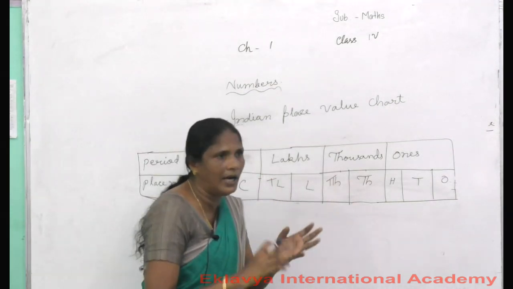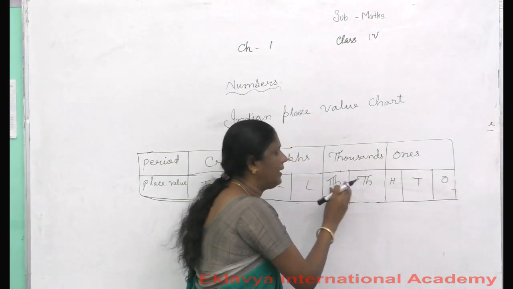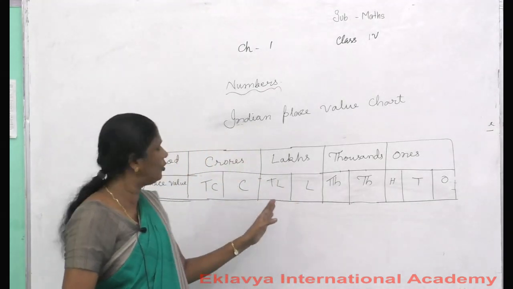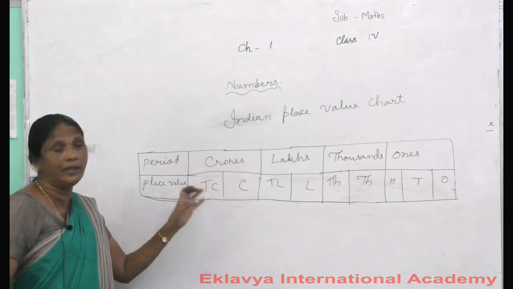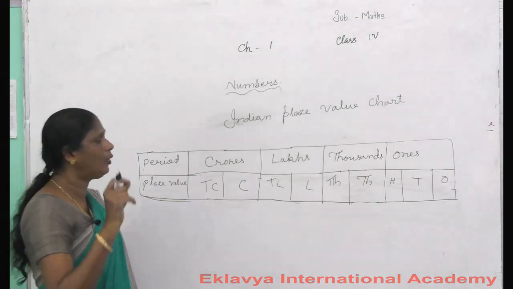Again say ones, tens, hundreds, then comma, thousand, 10,000, comma, lakh, 10 lakh, comma, crore and 10 crore. At the end of each period, we put a comma.